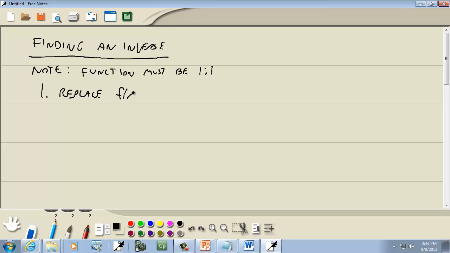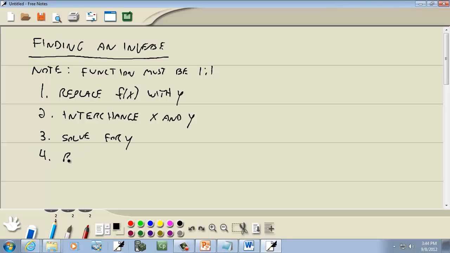Okay, first step. Replace our function notation f of x with y. Step 2, interchange x and y. Step 3, solve for y. Step 4, replace y with your inverse notation, what looks like a -1 power. And if necessary, make your inverse 1-to-1.